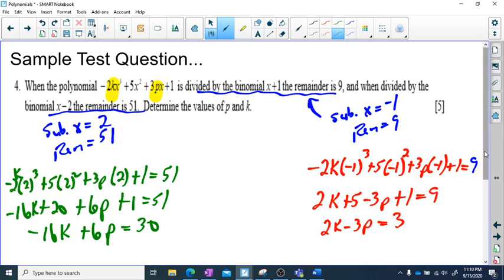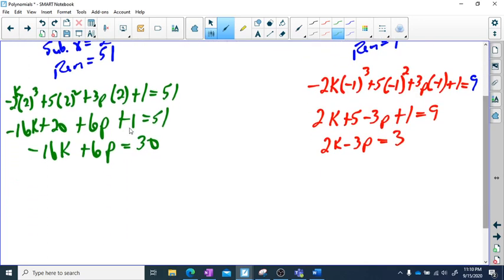I do notice that the equation I made here the second time in green, all of these are divisible by, at the very least, 2. I'm going to take this whole, just to make the number smaller, I'm going to divide every term on both sides of the equal sign by 2, which you are allowed to do just based on what's called equality. That would change this into the new equation, which would be negative 8k plus 3p equals 15.